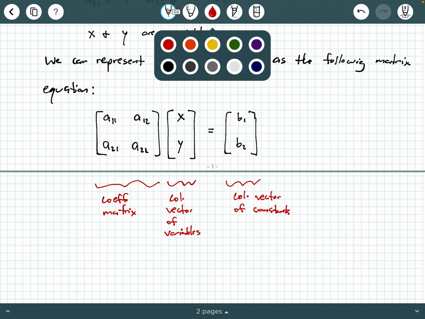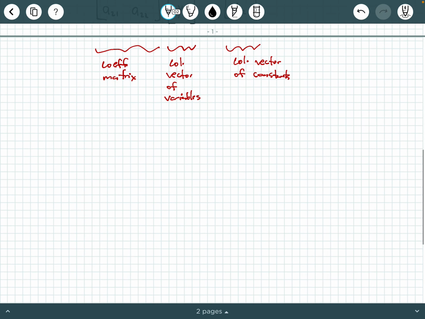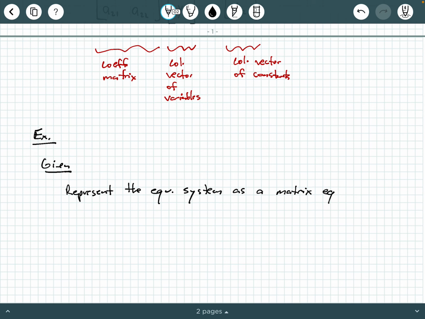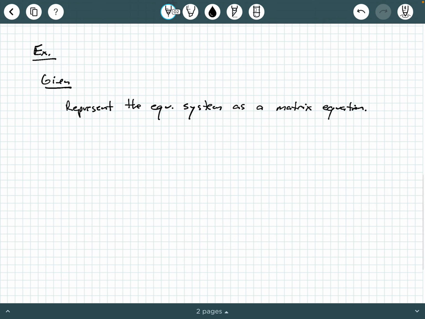Let's do an example with numbers, with real numbers. Maybe that'll help resonate with people. So let's look at an example here, and let's say we are just being told to represent the equation system as a matrix equation. Okay, so I'm just going to make one up right now.